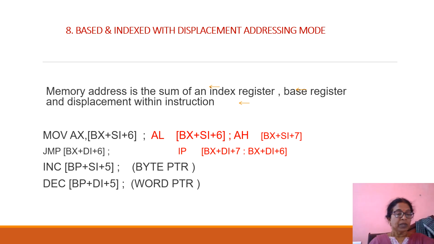INC [BP plus SI plus 5]: the content of BP is added with SI, and for displacement 5 is added with that. Altogether we get one memory address. The content of that memory address is incremented. Similarly, in DEC [BP plus DI plus 5], we get a memory address, and the content in that memory address is decremented. DEC means decrement.